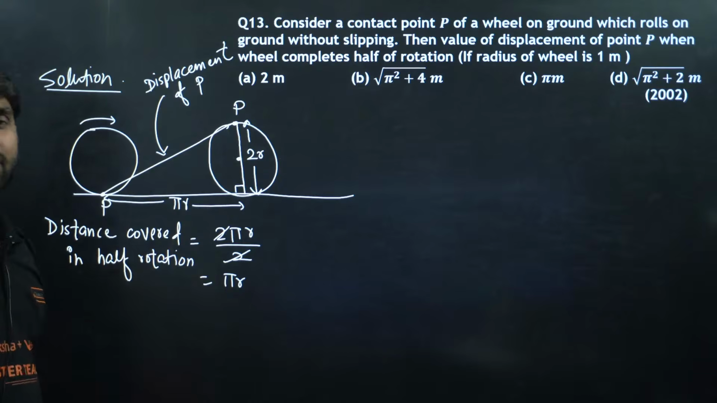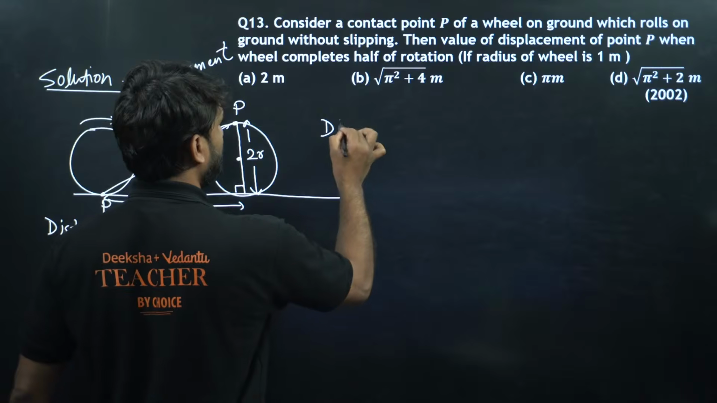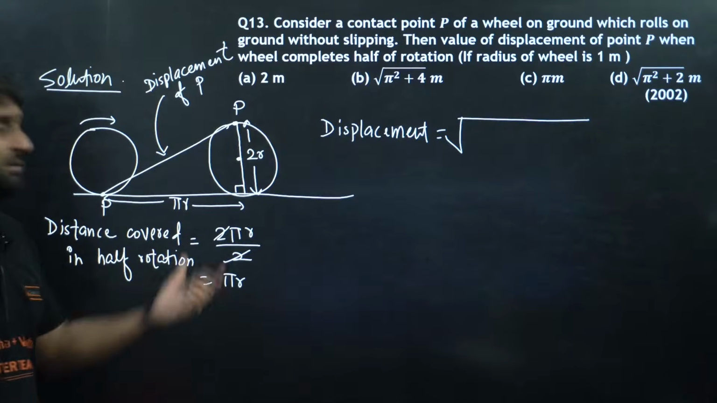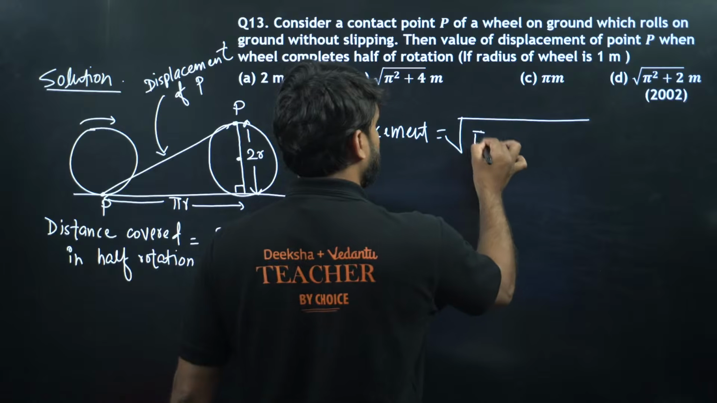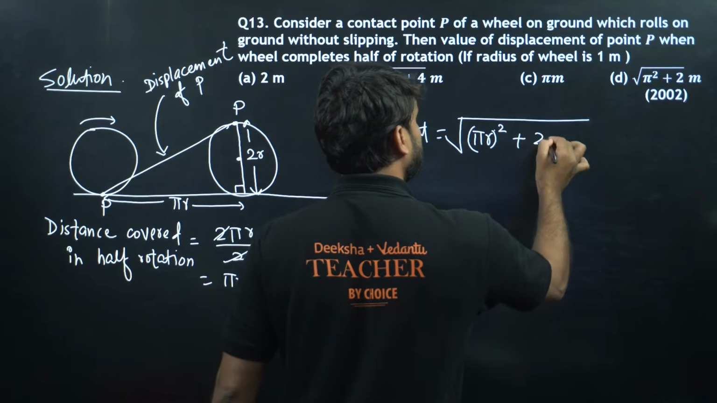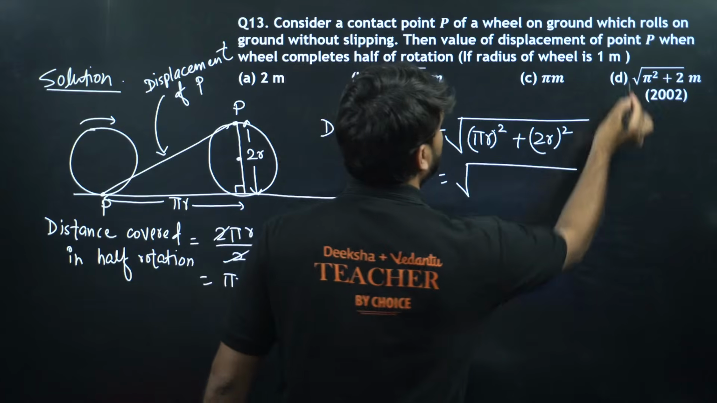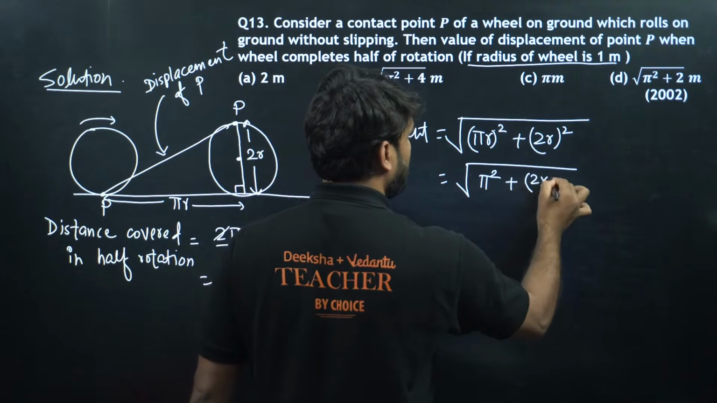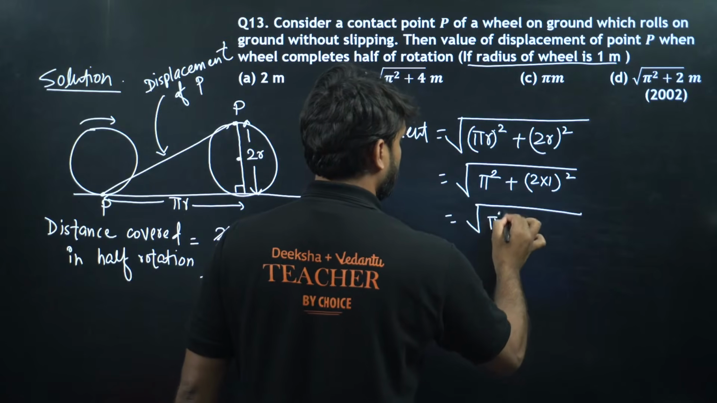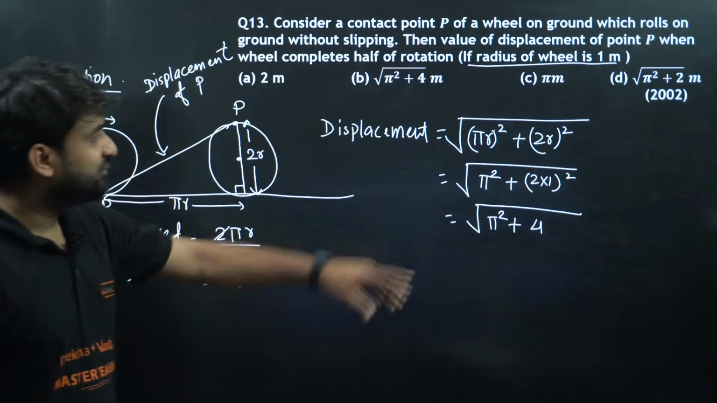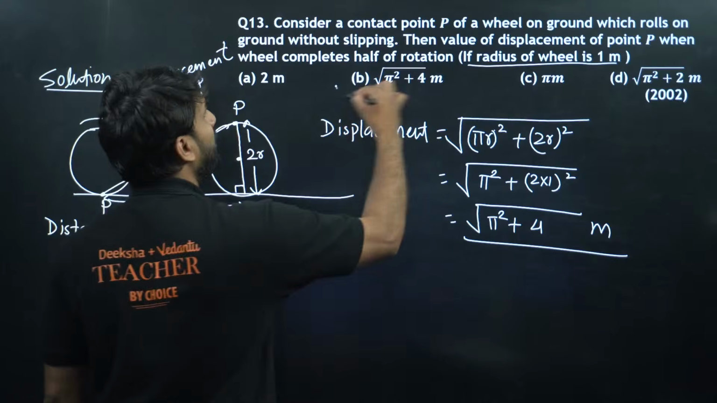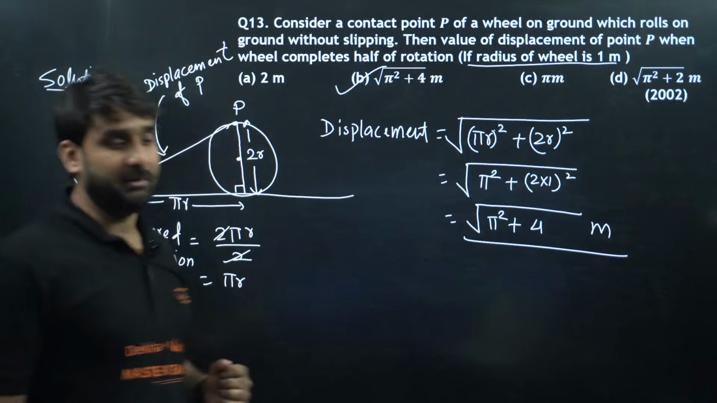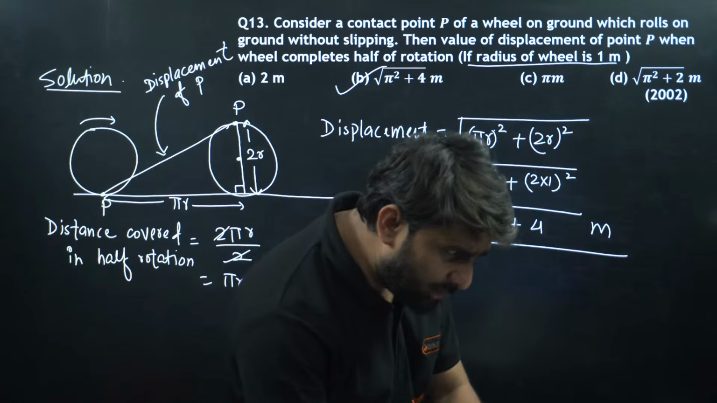So can we please find out the displacement? The displacement will be equal to under root, because we have a right angle triangle, we can apply Pythagoras theorem. So this is equal to under root of pi r square plus 2r square. Here the radius of the wheel is 1 meter, so pi into 1 will be pi, square, plus 2 into 1 square. So this is equal to under root pi square plus 4 meter. Option number B will be correct. So in 1/2 rotation, the distance covered by the wheel will be equal to the semi-perimeter. Clear to everyone?